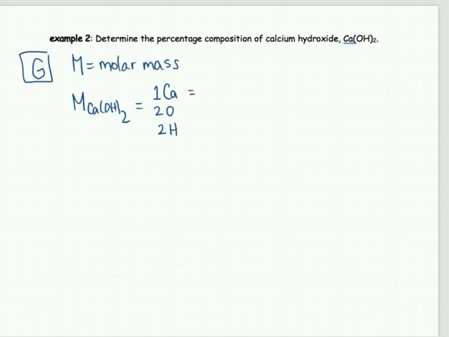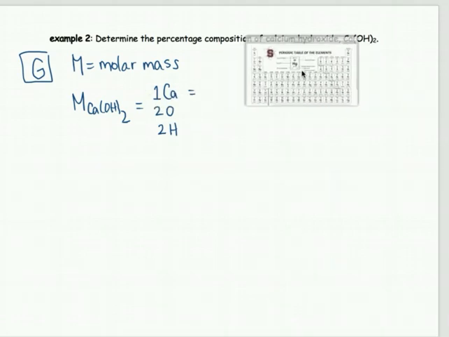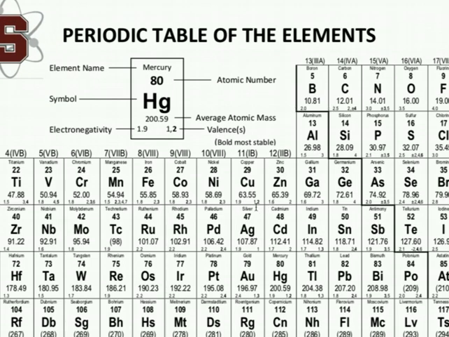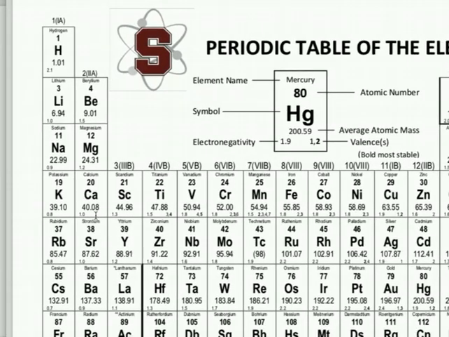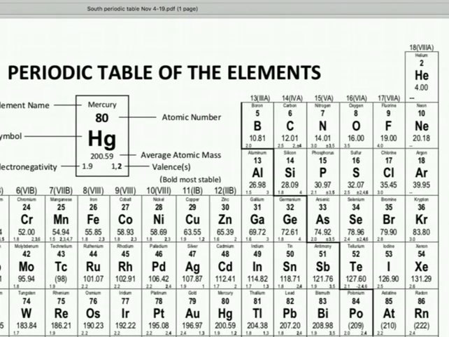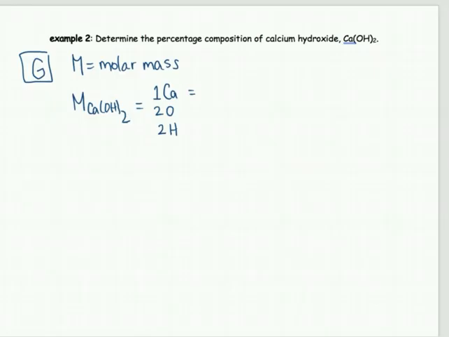Okay, so you're going to take your calcium. So you go to your periodic table, and here is calcium right there. So you're taking that mass, hydrogen and oxygen. Okay, and you're going to tell me the molar mass. So 1 calcium puts forth 40.08 grams per mole. 2 oxygens, 16, and 2 hydrogens, 1.01. Okay, and then calculate this out. Again, please don't round these values. Carry all the digits.